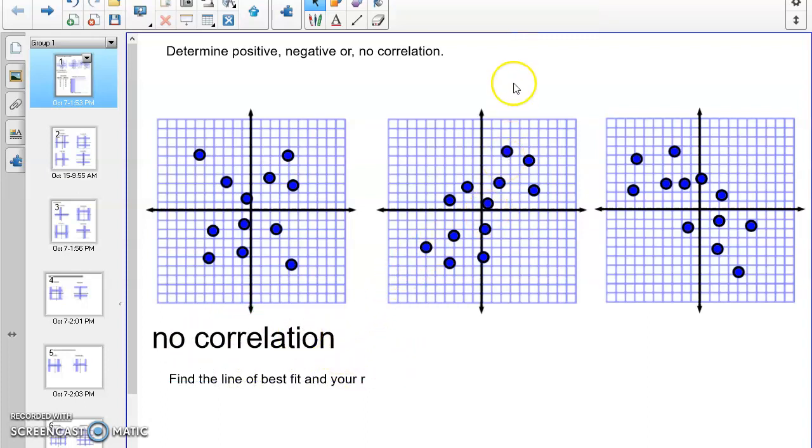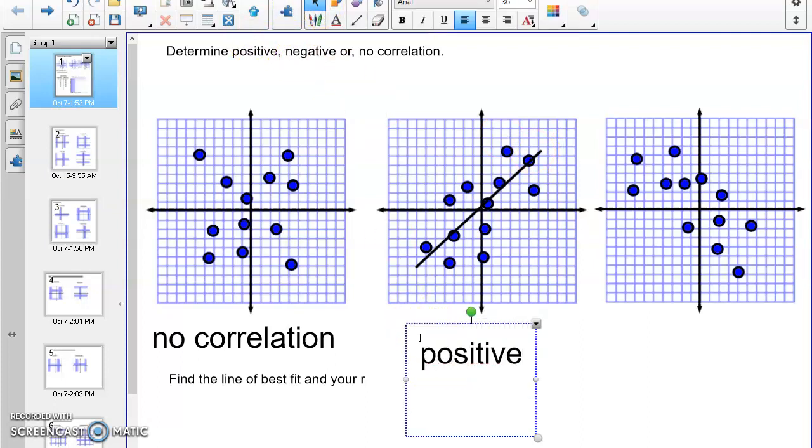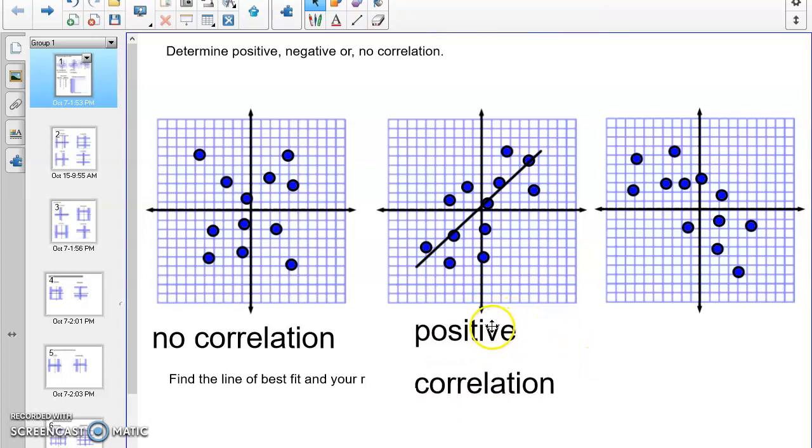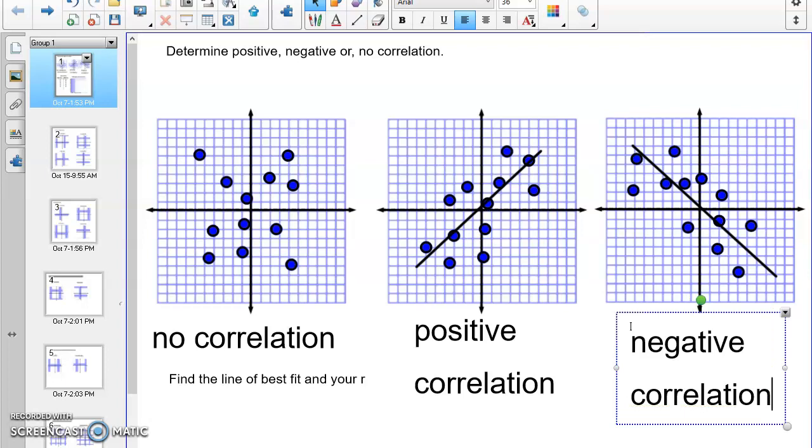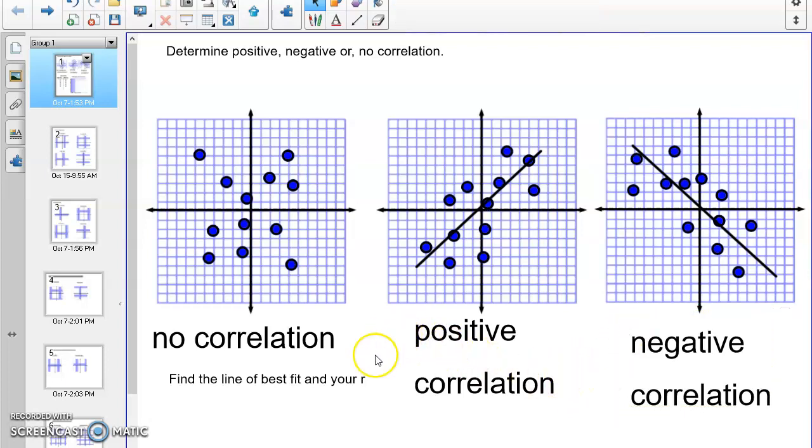Here, these are all moving in what I would consider a positive slope fashion. So in that case, the answer is a positive correlation. And here, we would be moving in a negative slope fashion, such as this, based on this line. So my answer here would be negative correlation. So those are the top three.